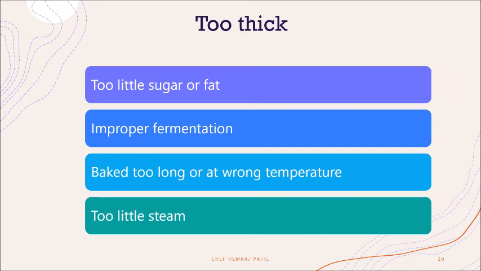Baked too long or at a wrong temperature. If you bake at a low temperature for a long time, then naturally the crust is going to become thicker. Too little steam. If there is not enough steam in the oven, the crust dries out very fast, and from the top the crust will start becoming thicker.